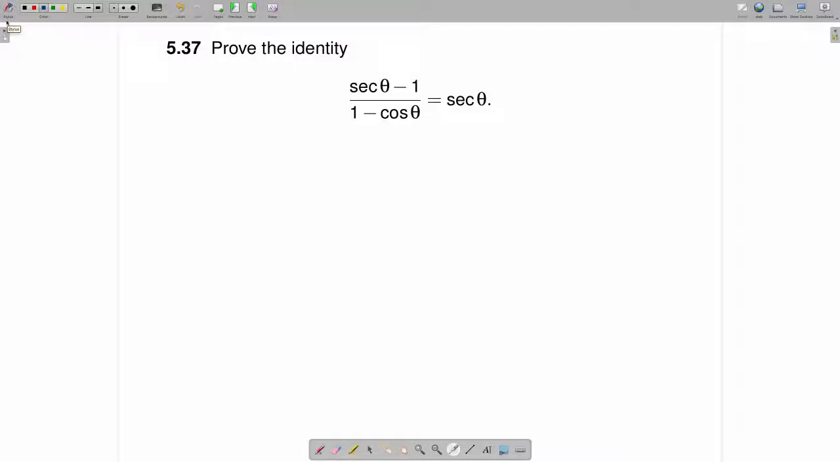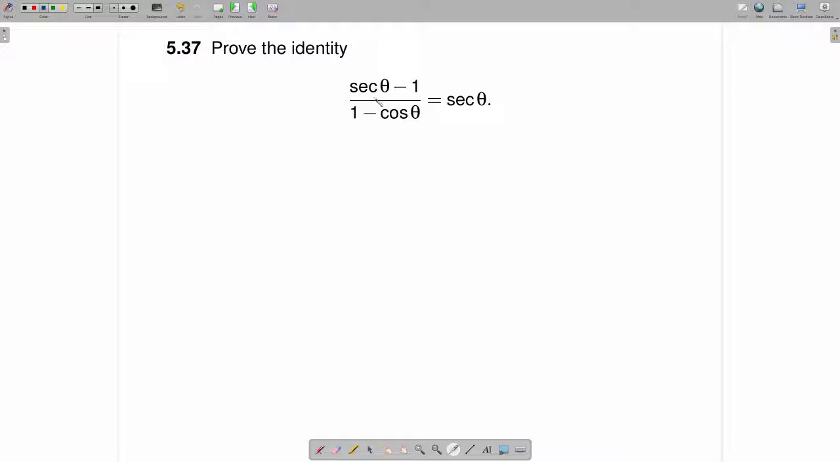Prove the identity: secant theta minus 1 divided by 1 minus cosine theta is equal to secant theta. The general strategy with proving an identity is to choose either the left-hand side or the right-hand side of the identity, perform algebra on that expression, hoping to get to the other side.